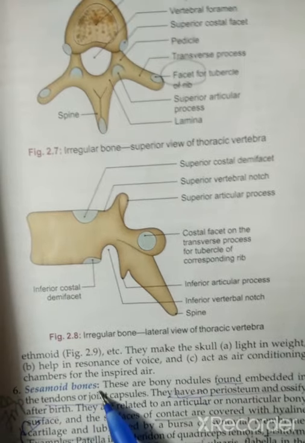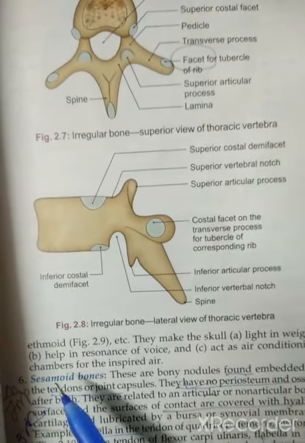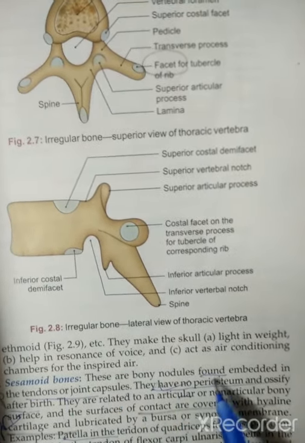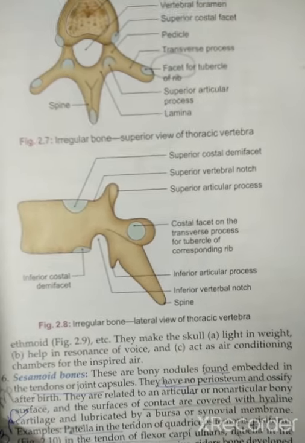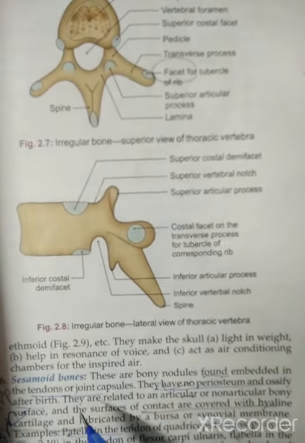Now the sesamoid bones. It is the most important question for 3 marks also, only sesamoid bones. In sesamoid bones, these are bony nodules found embedded in the tendons or joint capsules. They have no periosteum and ossify after birth.